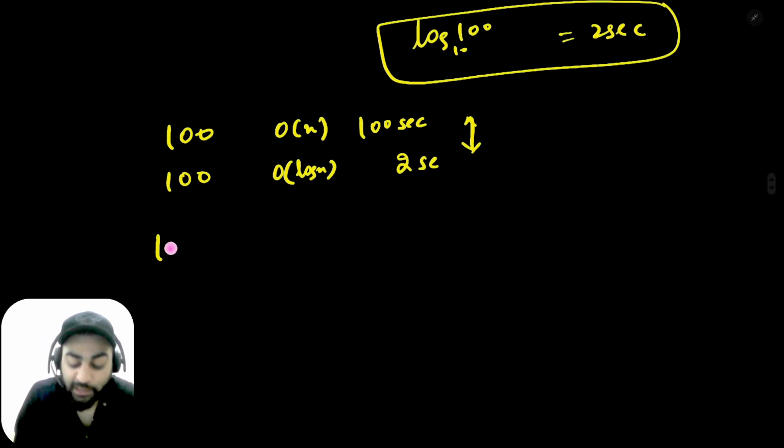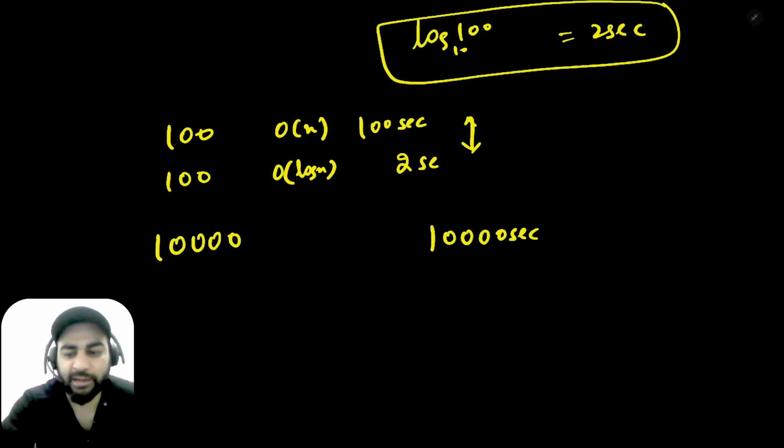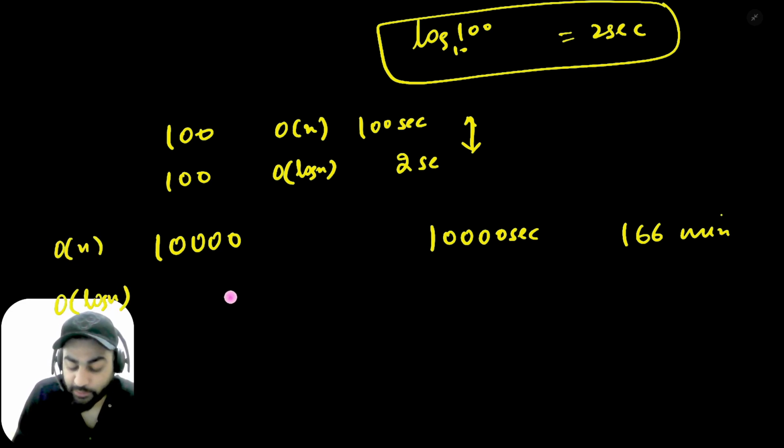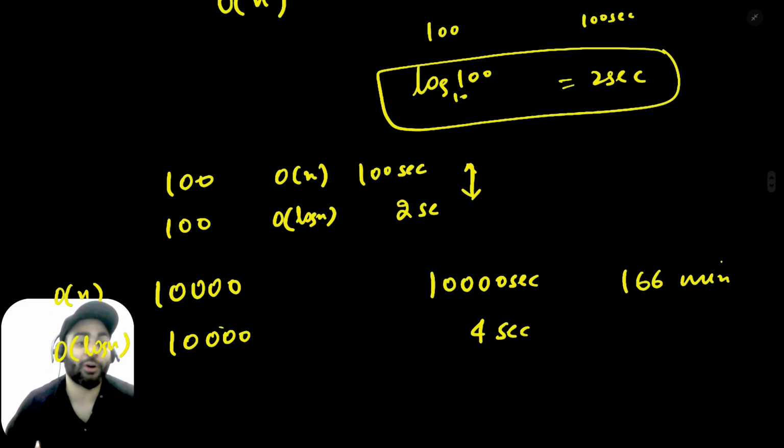If you now consider 10,000 elements, it means 10,000 seconds. So how much is 10,000 seconds? If you divide it by 60, this is around 166 minutes. This is for an order n algorithm. If you have order log n, this will take just 4 seconds for 10,000 elements. 4 seconds, not even a minute. That's the difference between a linear and a logarithmic algorithm.